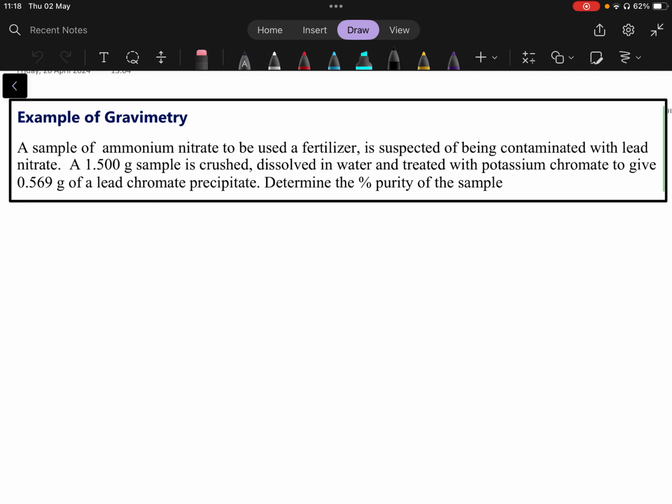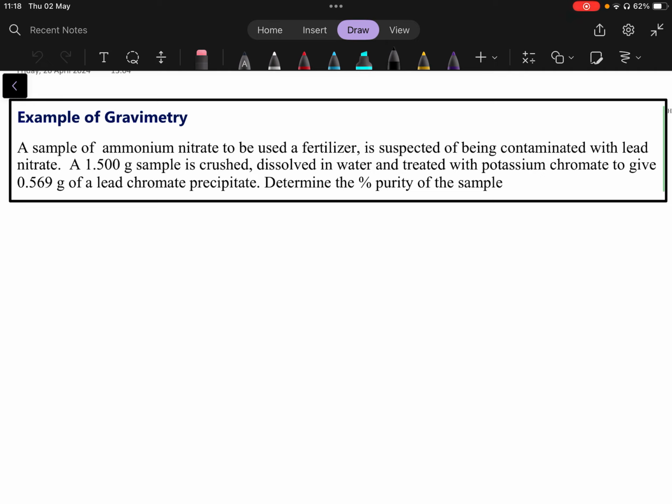as fertilizer is suspected of being contaminated with lead nitrate. Okay. A 1.5 gram of this sample is then crushed, dissolved in water, and treated with potassium chromate to give a precipitate of 0.569 gram of lead chromate. And we need to determine the percentage purity of that initial sample. In other words, what part is contaminated with lead and what is actually the ammonium nitrate fertilizer.